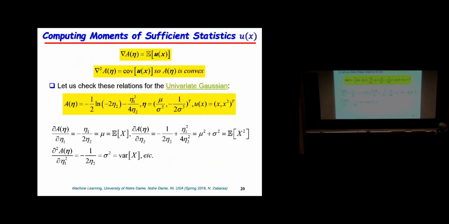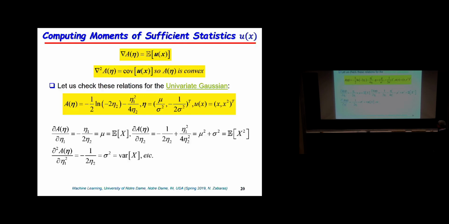If you want to see these relations in action, you can take any of the examples that I gave you for the distributions. So if you do this for the univariate Gaussian, and you take derivatives of A, I gave you the formula before, it looks like this. If you take derivatives with respect to eta 1, the result, when you plug in what eta 1 and eta 2 are, is exactly the expectation of x. If you take the derivative with respect to eta 2, you know what? You will get the expectation of what? Of x squared.